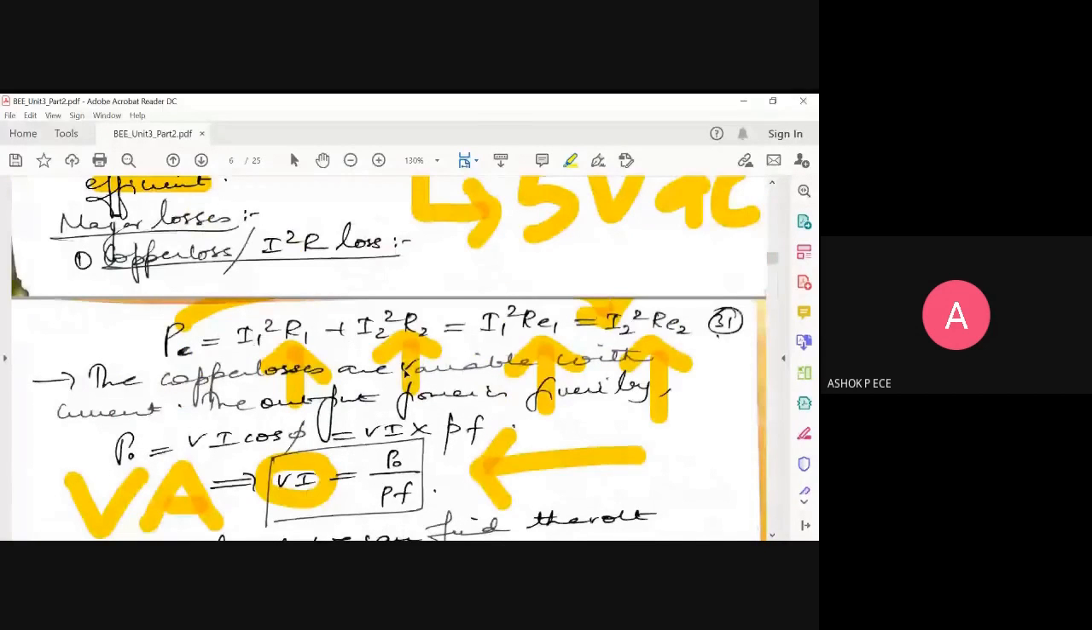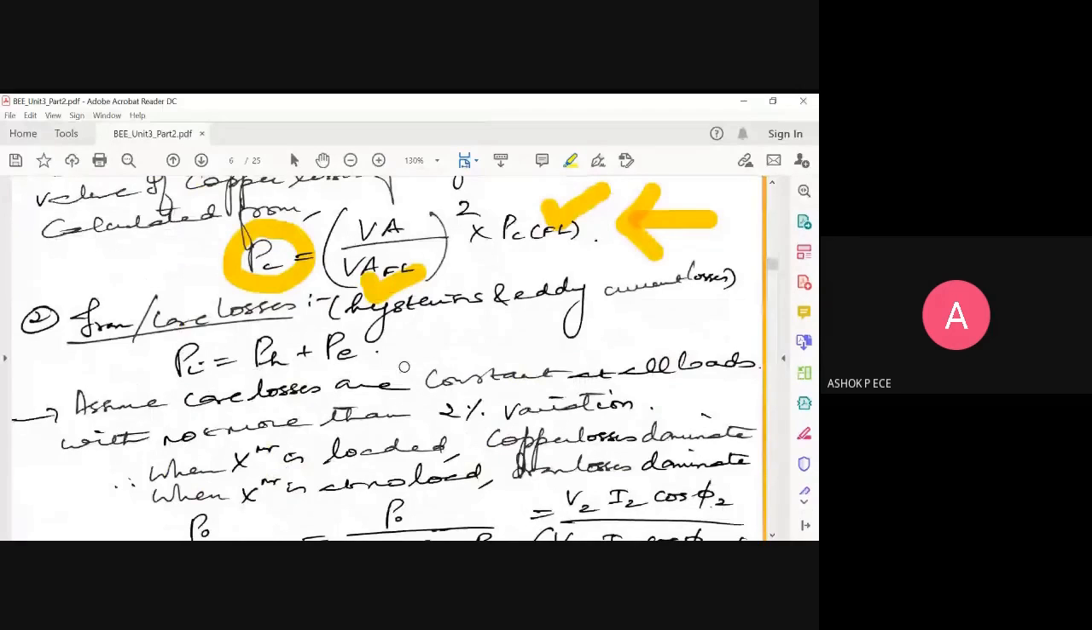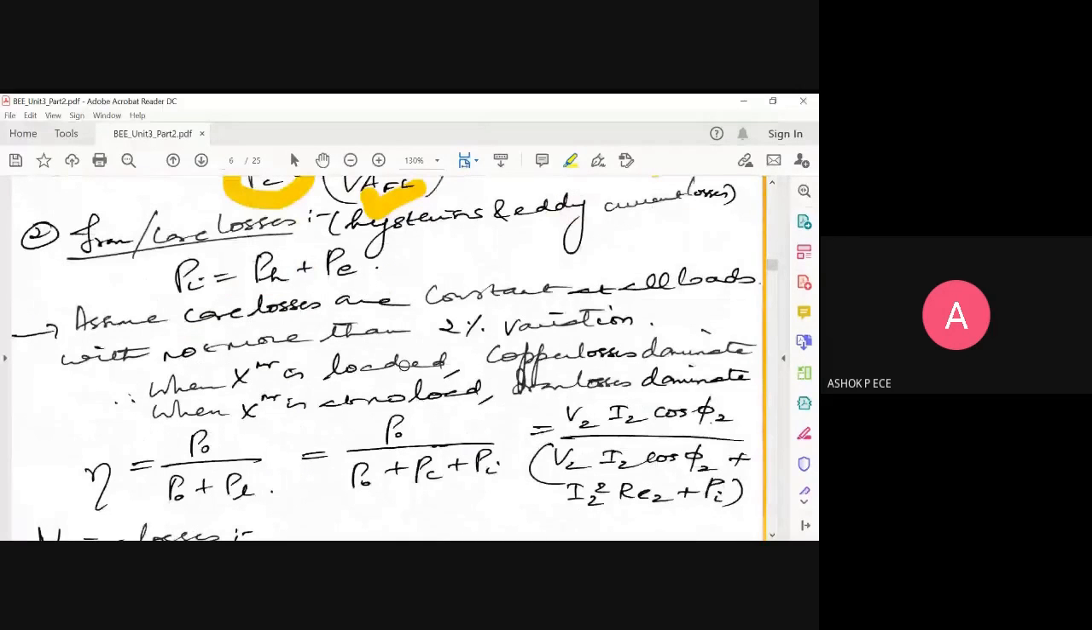Hysteresis is the lagging behind of the magnetic field with respect to the electric field. So the magnetic field is a little bit slow. That lagging behind will cause a power loss that is called hysteresis loss. And eddy current loss is because of small loops of current forming inside the core because of improper lamination of your core. This eddy current circulates inside the core, causing eddy current loss.